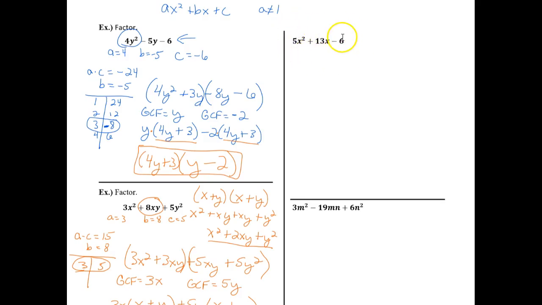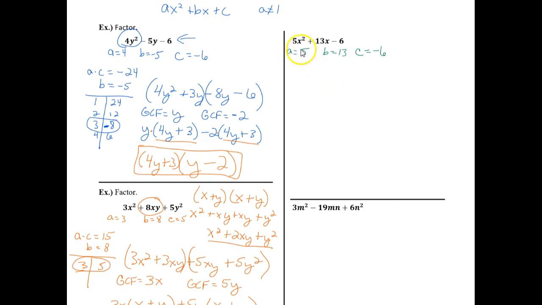We are here trying to factor 5x squared plus 13x minus 6. Again, we always start with the GCF. Is there anything that all 3 terms have in common? No, so no GCF. Second step, look at the number of terms. I have 1, 2, 3 terms. So if I have 3 terms, I have a trinomial. I identify my A is 5, B is 13, and C is negative 6.